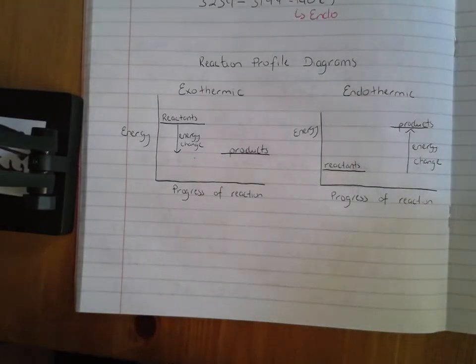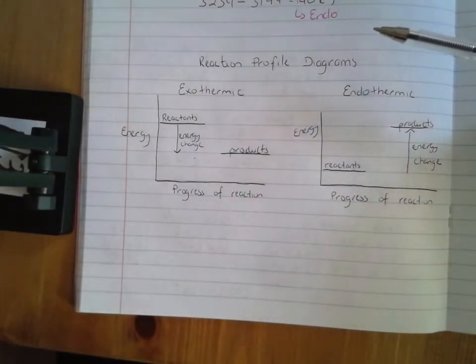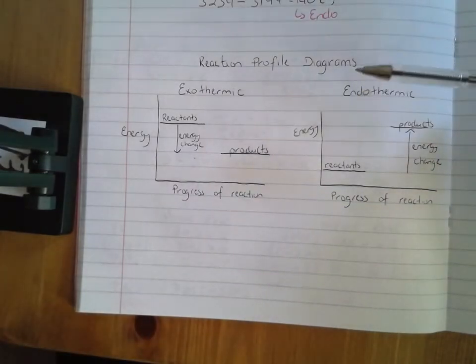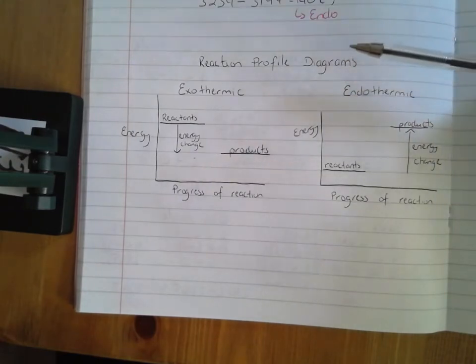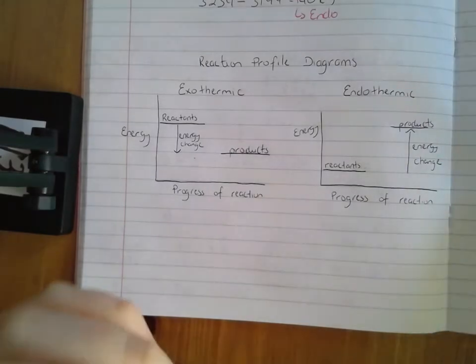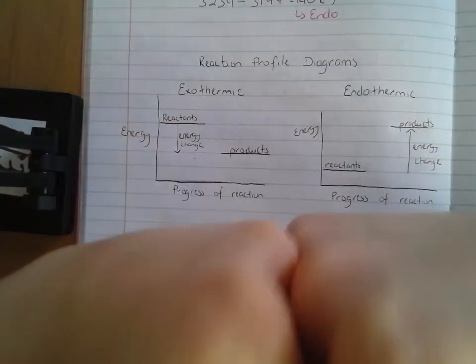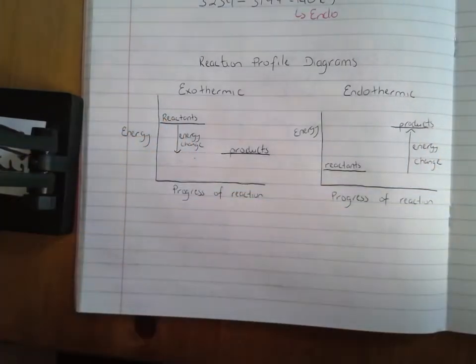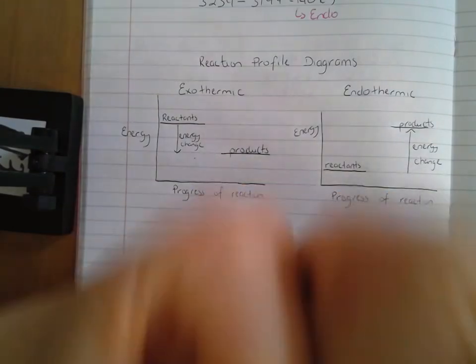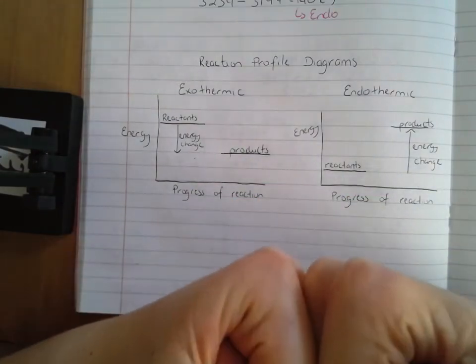If you remember back to the rates of reaction topic, we came across activation energy, and that was the minimum amount of energy required to start the reaction. So the minimum amount of energy that the particles have to have in order to collide successfully. Basically, the energy you need to put in to kickstart the reaction and get it going.